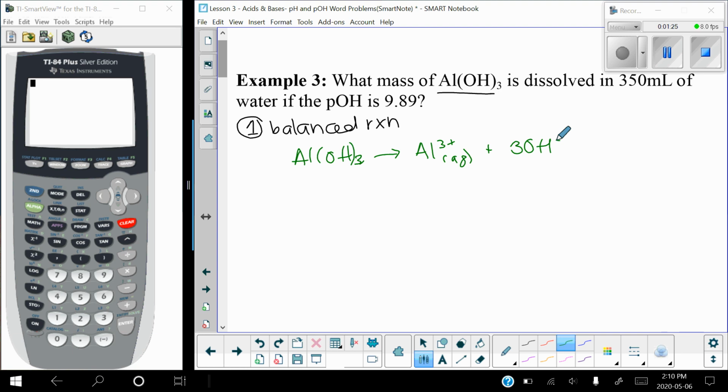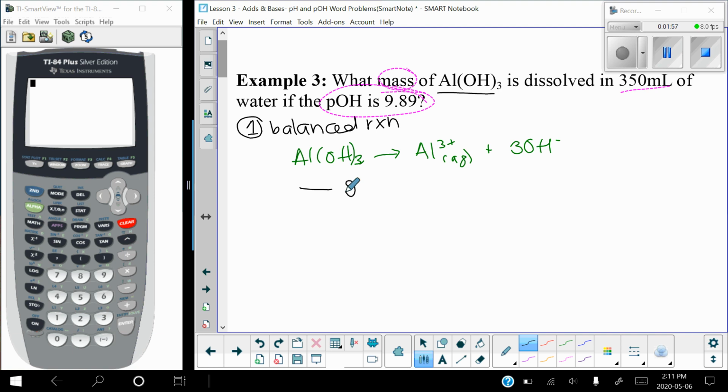Now, from here, we want to grab important information. We're looking for mass. And they have given us pOH as a way to find the mass. Okay, so we're looking for mass, they've given us volume, and they've given us pOH. So let's go ahead and kind of identify some things that we can put on this reaction. We're looking for mass of this guy, our solute.